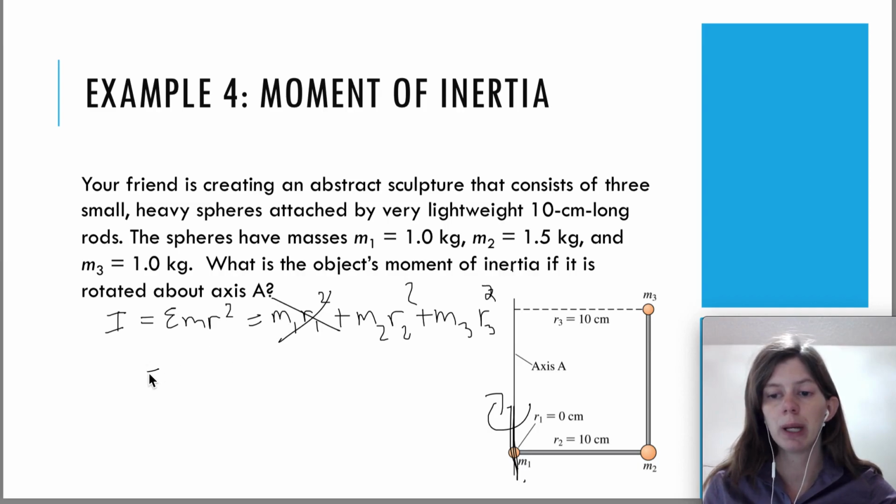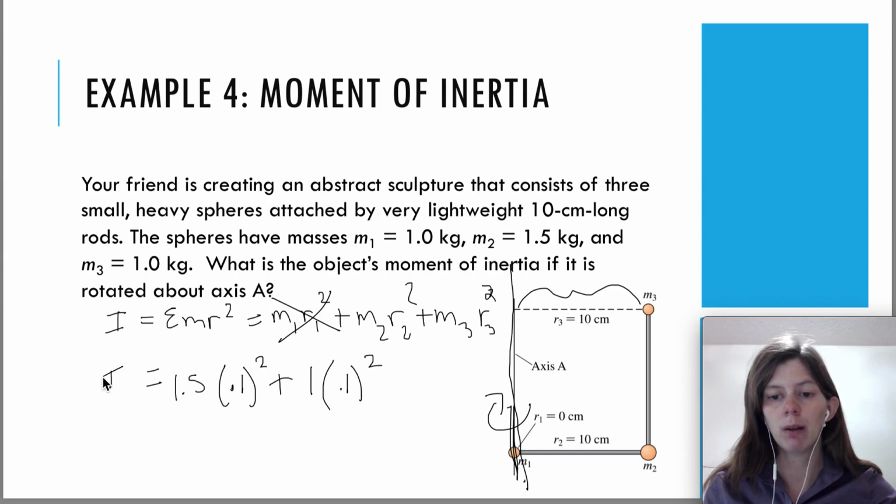So I'll go ahead and just plug in the numbers. m2 is 1.5 kilograms times 0.1 squared. And then m3, we also want the distance from the axis. Now the axis is this long, right? So you can see that r3 is that distance. Whenever you're finding the distance from one point to another, you're looking at that shortest distance between the two things. So that distance is also 0.1. The mass was 1 kilogram, so we have 1 times 0.1 squared.